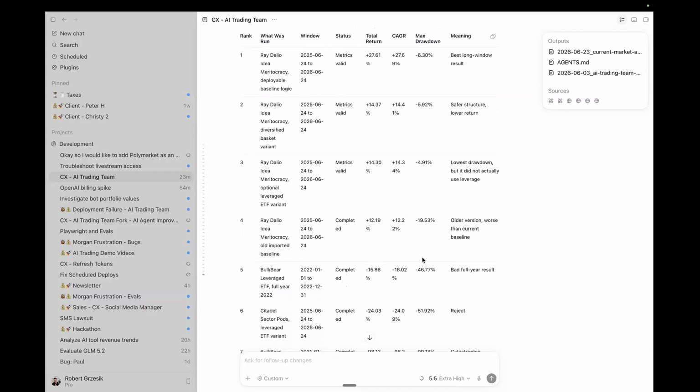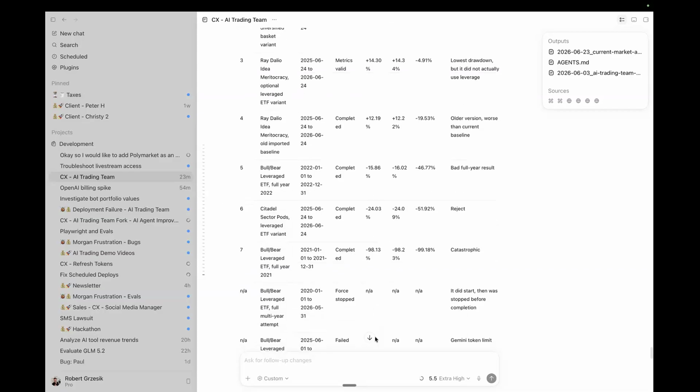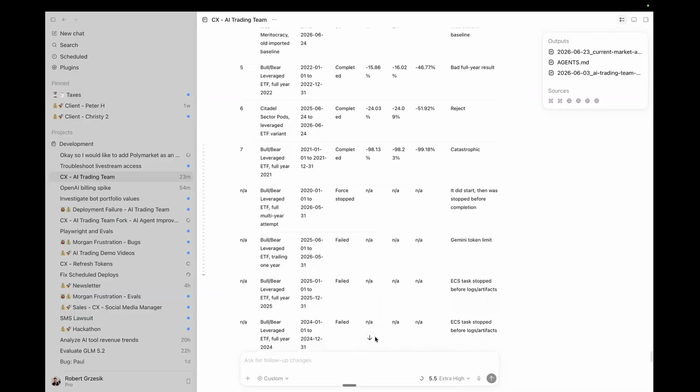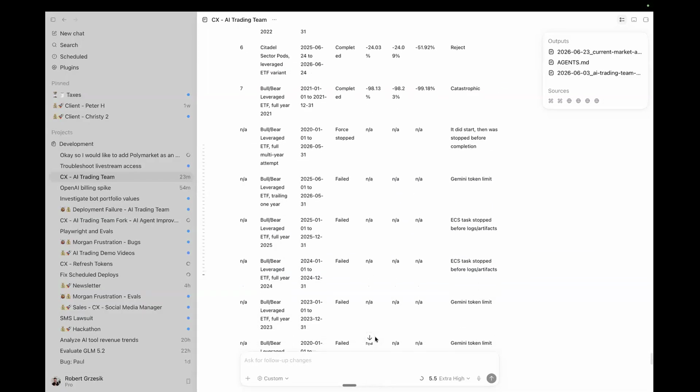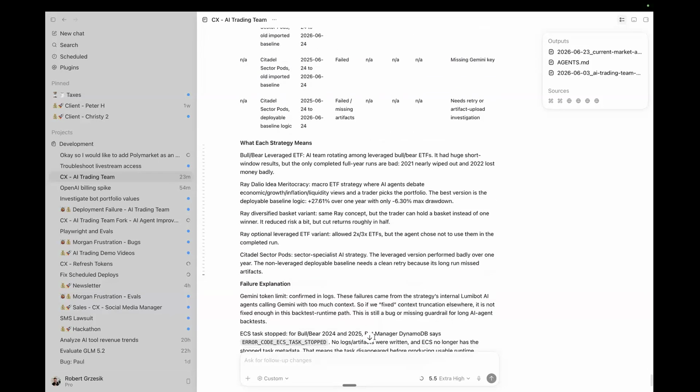Okay, and there's the old imported baseline. And then we have the bull bear, and then these are all negative. Yeah, the Citadel one was doing really well over a 6 month time period, but for some reason, 12 month just killed it.